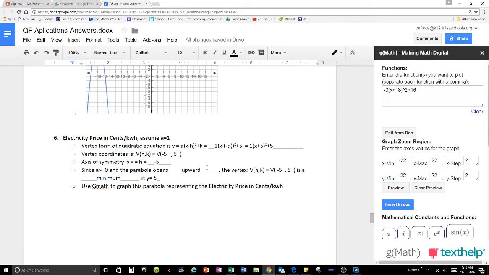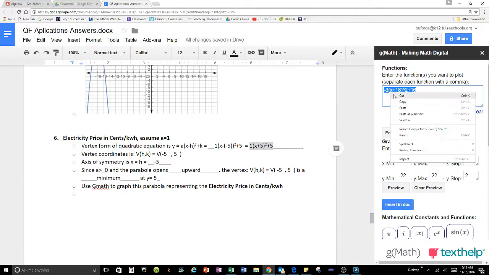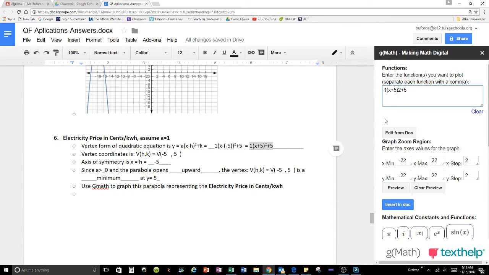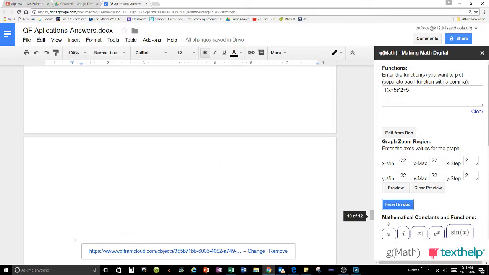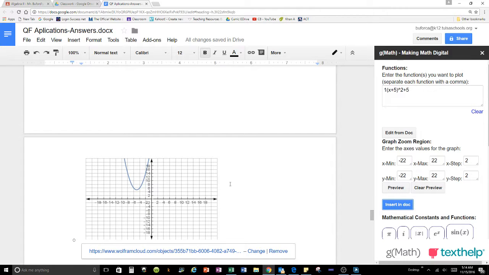Okay? Now we want to graph this. Make sure the cursor's there. Go up here and copy our formula. Put that here. Go right in between the right paren and the 2 and hit shift 6. Okay. We can insert this in our document. Just make sure the cursor's there. Insert. Voila! There we go.